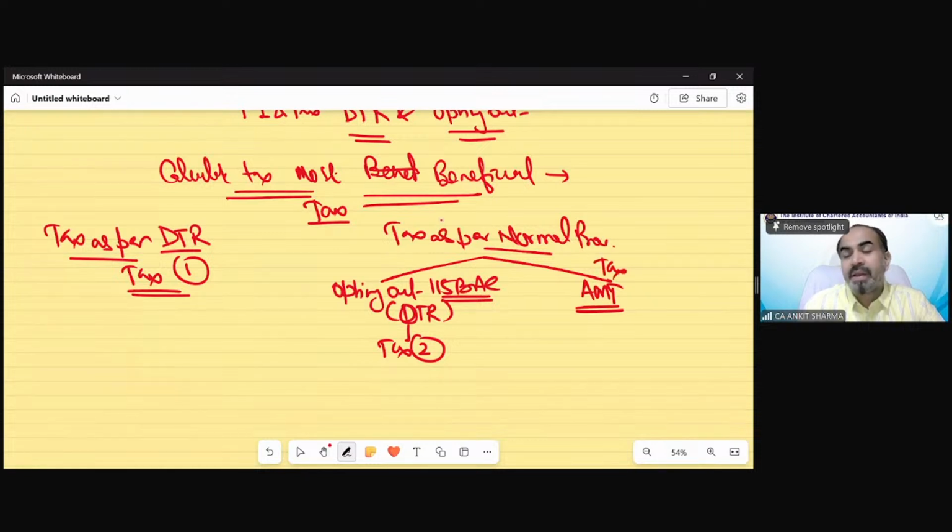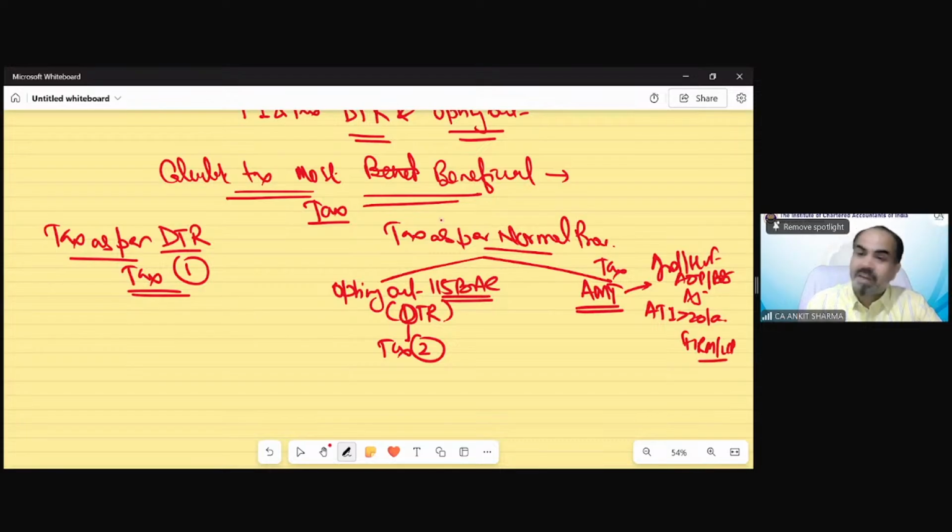Tax as per AMT. Now remember, AMT would be applicable in case of individual, HUF, AOP, BOI, and AJP when your ATI is exceeding 20 lakh. In case of partnership firm and LLP, whatever your ATI is, AMT will always apply. So for individual, HUF, AOP, BOI, AJP, it would be applicable if your ATI exceeds 20 lakh, then you need to calculate the AMT tax. In case of partnership firm and LLP, you have to calculate AMT automatically, whatever the ATI is. This would be named as tax 3.